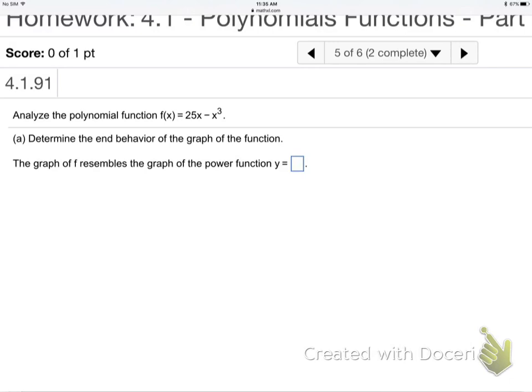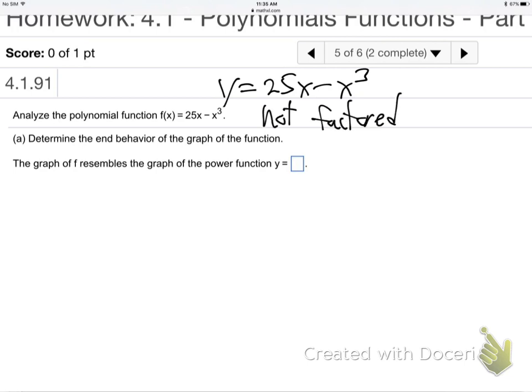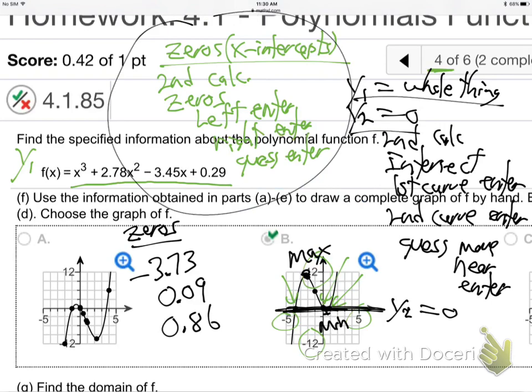So number 5, 25x minus x cubed, and that's y equals. So this one we do have to do a little bit by hand. It's not just graphing calculator. They want us to factor it. Notice how it's not factored. Notice there's no parentheses, right? It's not like that. We've got to factor it. You guys with me? Let me show you what I mean.